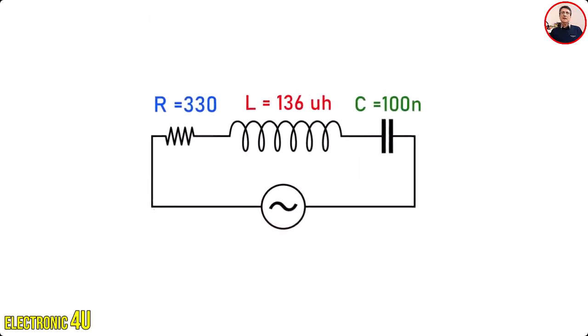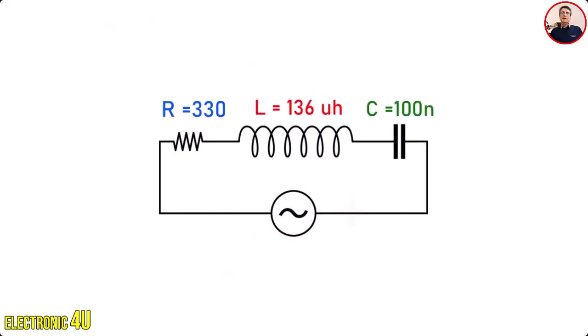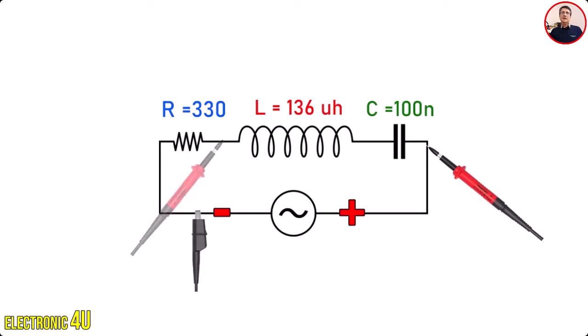We want to observe this on an oscilloscope. Connect the positive probe of the function generator to the capacitor and the alligator clip to the beginning of the resistor. Connect the first oscilloscope probe to the function generator and the second probe after the inductor.